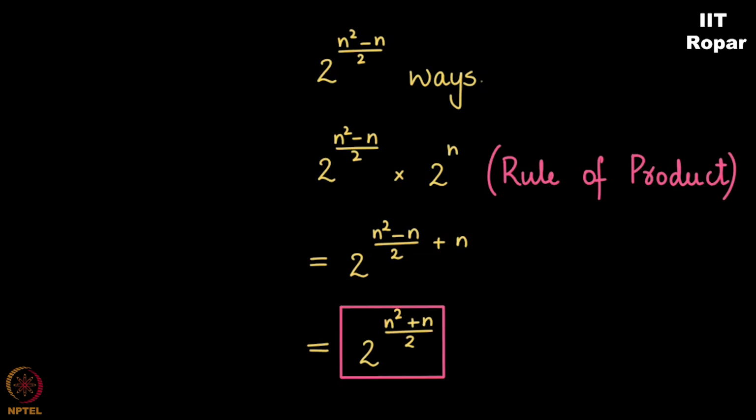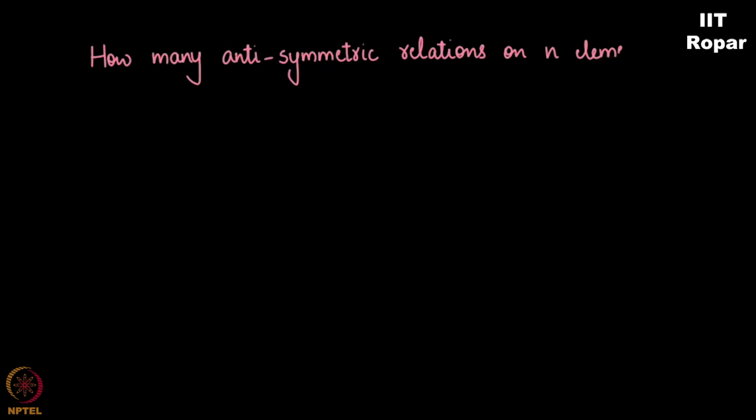Now with this as the logic, let us try to extend this logic and try to answer the question as to how many anti-symmetric relations one can think of on a set S containing n elements. Let us ask the question, how many anti-symmetric relations can one think of on n elements, correct?